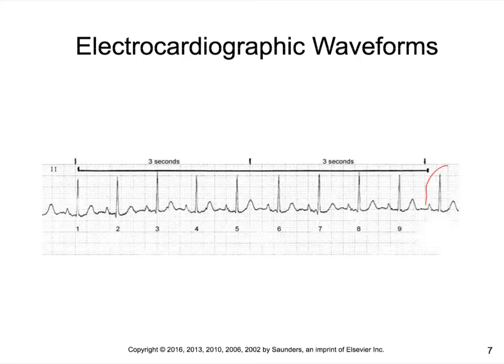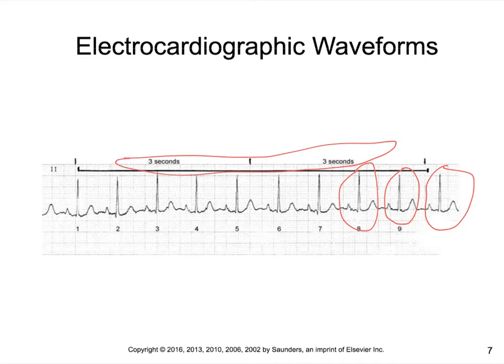So you can see we have a heartbeat here, we have a heartbeat here, we have a heartbeat here. And then all of this, 3 seconds and everything, helps us to be able to count to determine the heart rate. The other thing we're looking for is, see here, we have a P wave, we have a QRS, we have a T wave. So that's a normal heartbeat. Then again, we have a P wave, QRS, T wave, P wave, QRS, T wave.